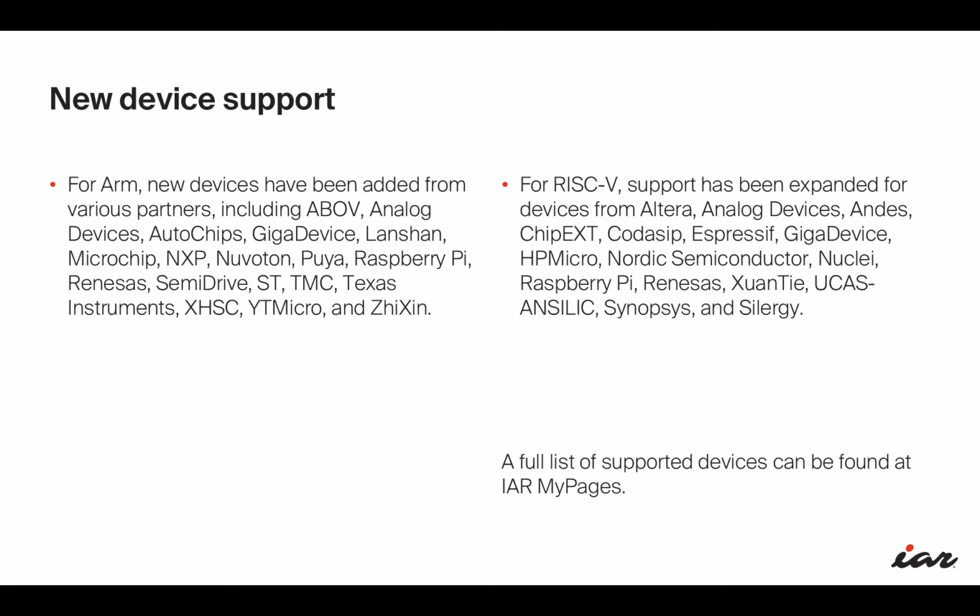Great, and as always, we of course added support for many new devices, and we work very closely with our partners, and as you can see, the list is very extensive. If you look, for example, at ARM, we included devices from analog devices, GigaDevice, Renesas, ST, Texas, and so on. Also for RISC-V, we have expanded the device support from Altera, analog devices, Andes, CodaZip, Nordic, and more. I can fully recommend that you go to IAR My Pages, and then you can see the full list of supported devices.